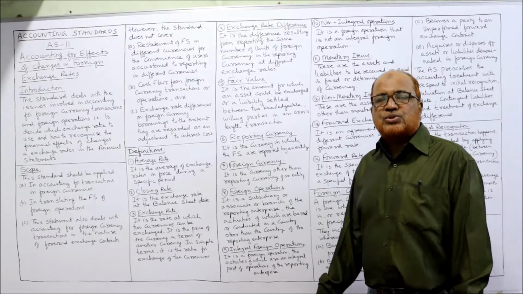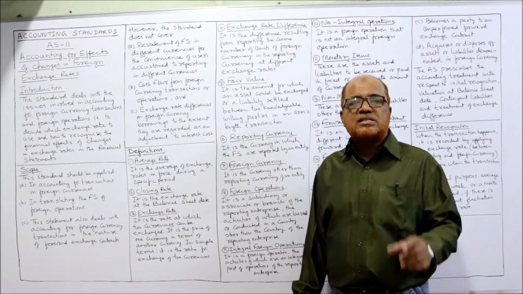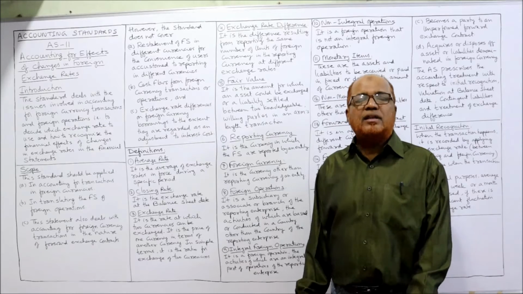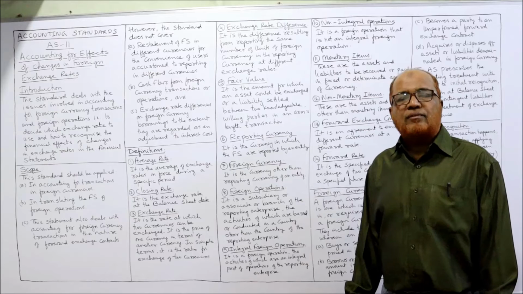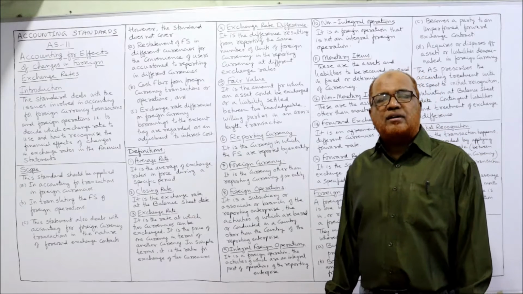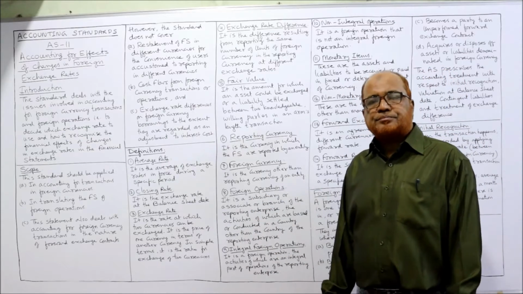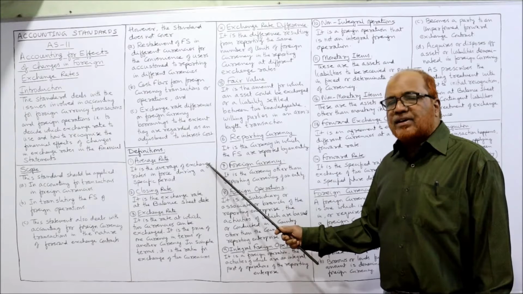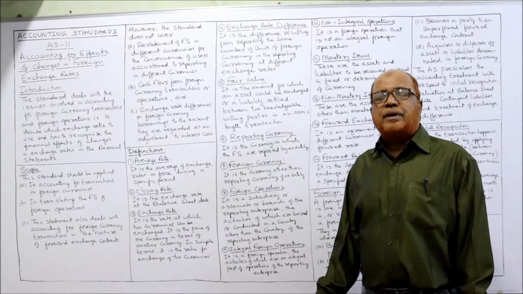Now definitions. A number of definitions are used. That means terms are used in this accounting standard for which you must know the meaning or definition. So now I am going to explain the meaning of the different terms which are used. The first is average rate. It is the average of exchange rates in force during a specific period.